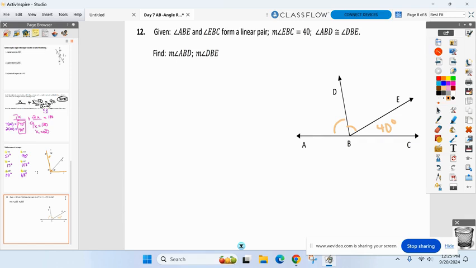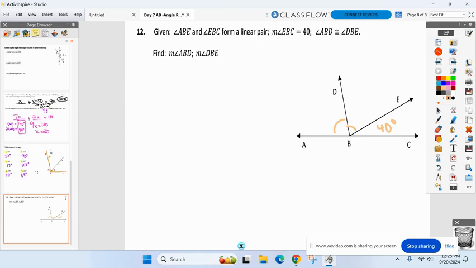Line DB is a bisector. DB bisects angle ABE. So both ABD and DBE are 70. They better be congruent because I put arc marks on there.